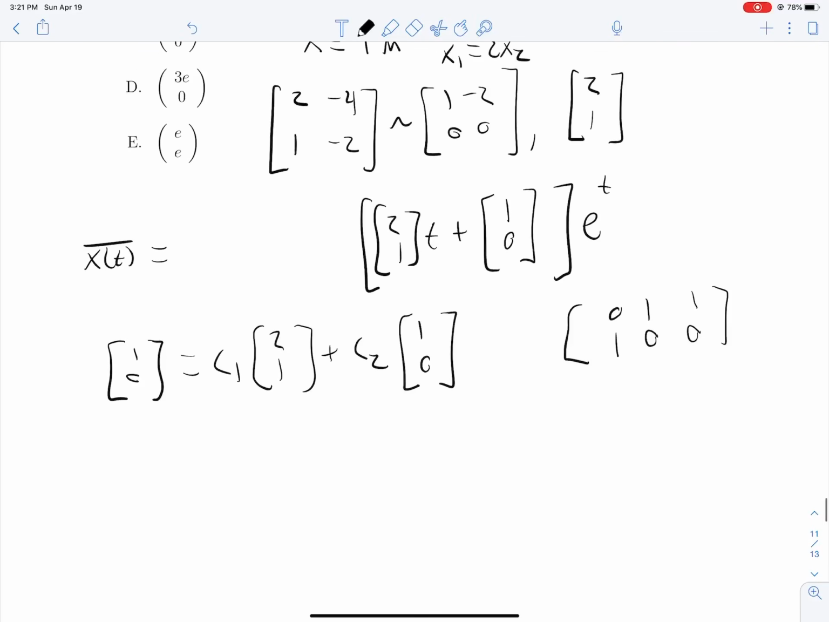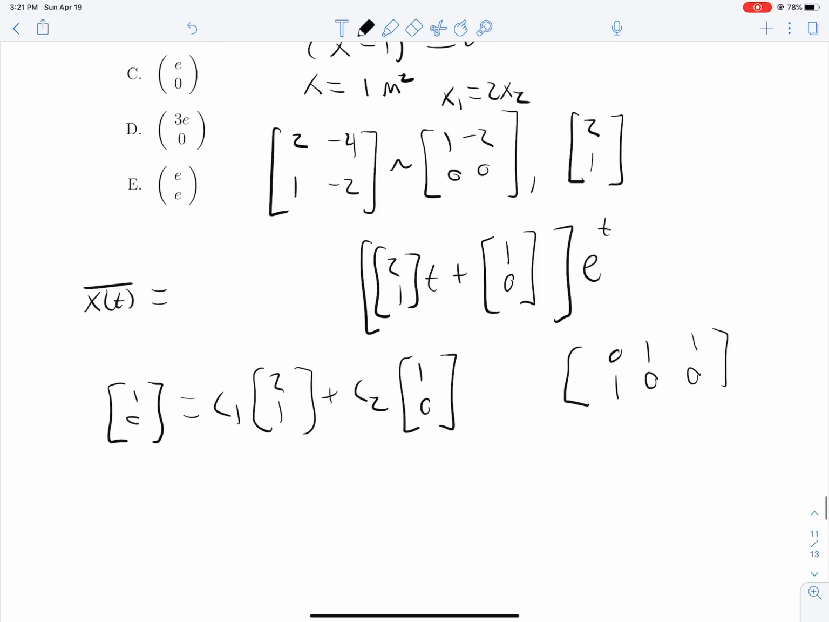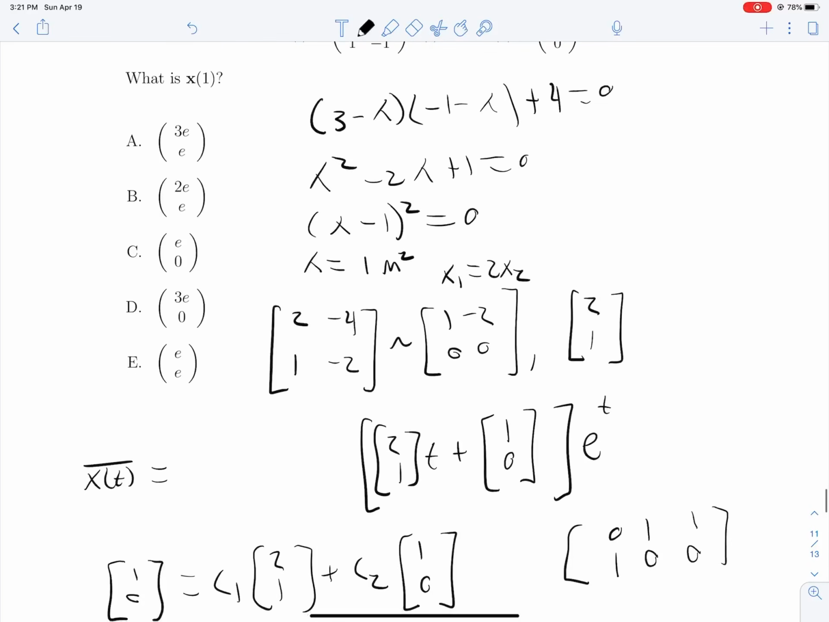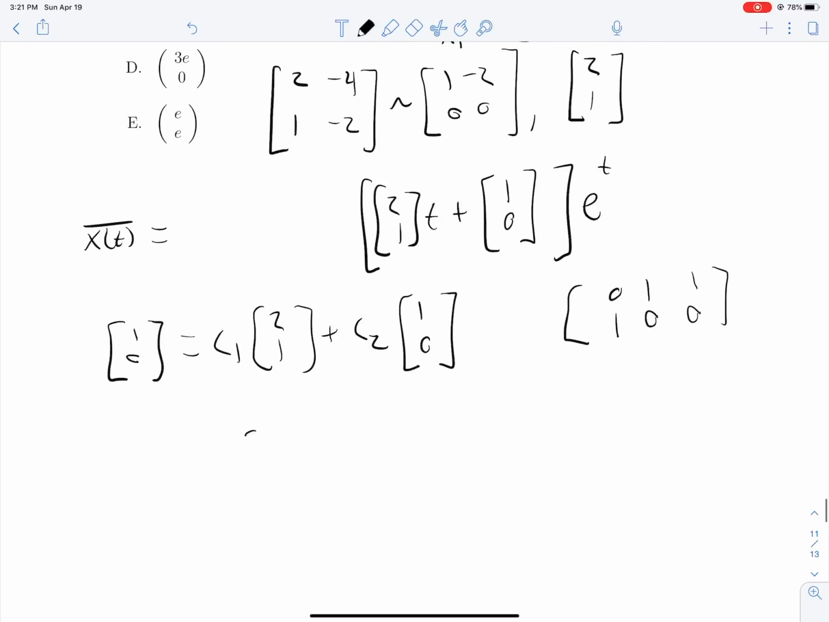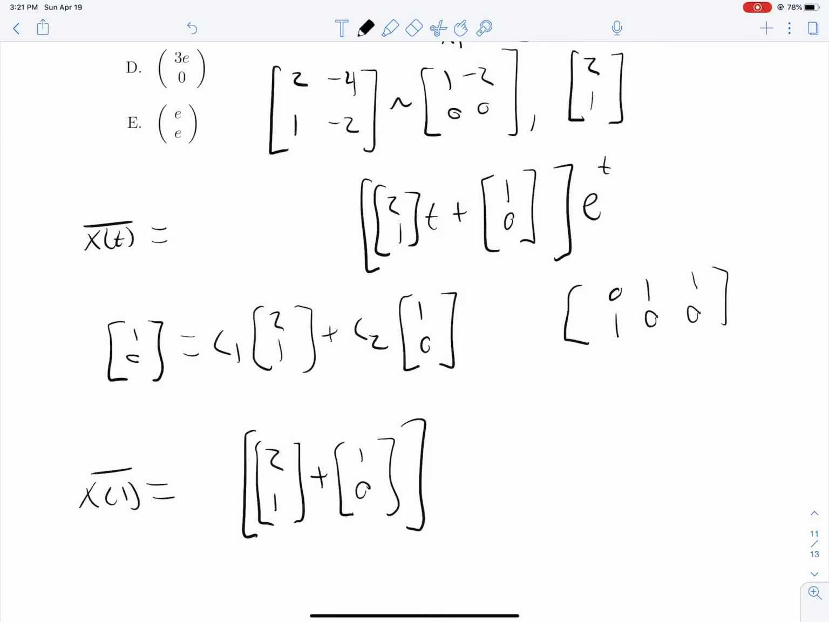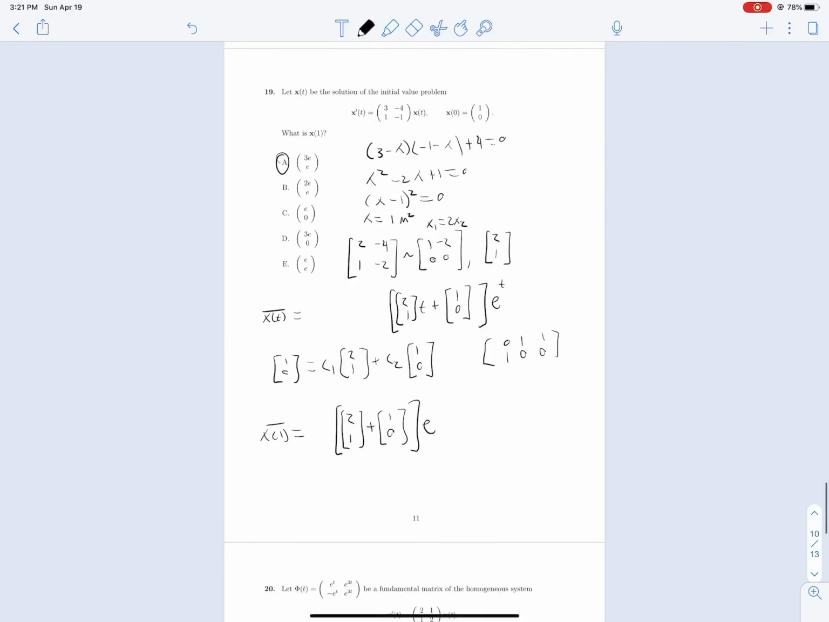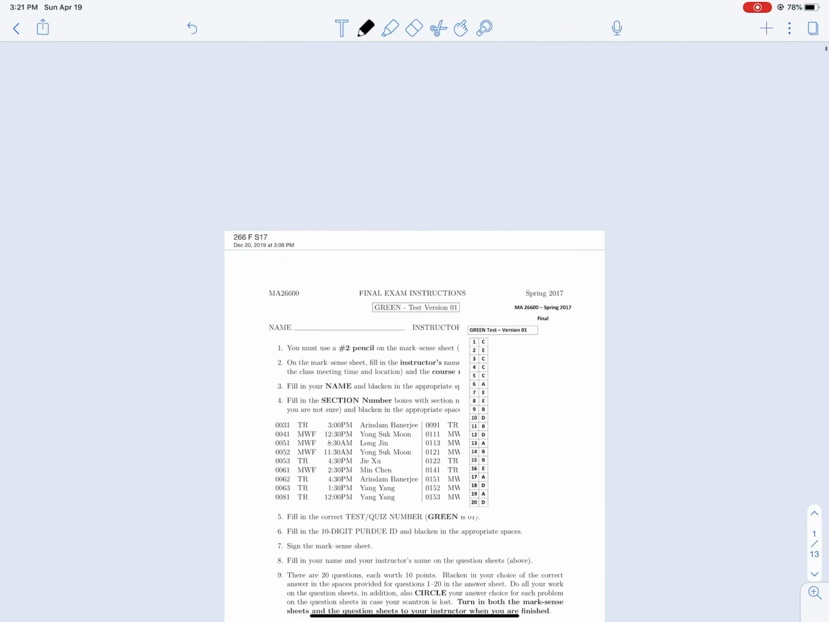X at 1 will just be, let's see, did I? No, I don't think I messed anything up. X at 1 will be 2, 1 plus 1, 0, so 3, 1 times e. And 3, 1 times e is 3e over e, so that is option A.